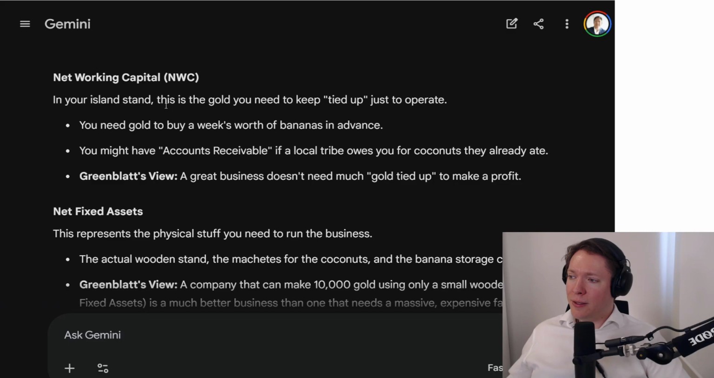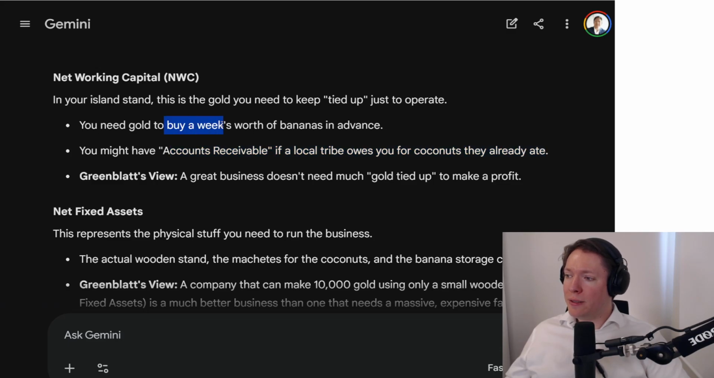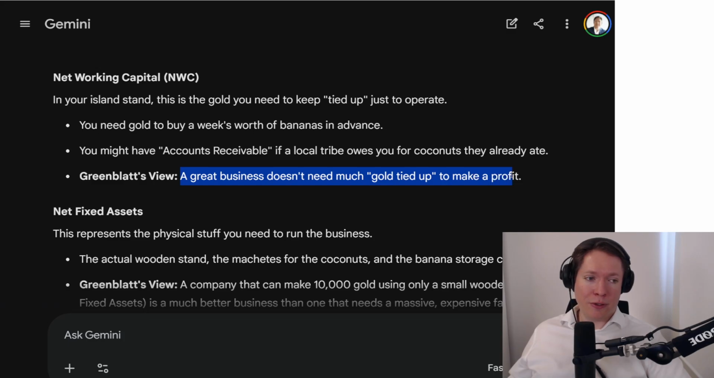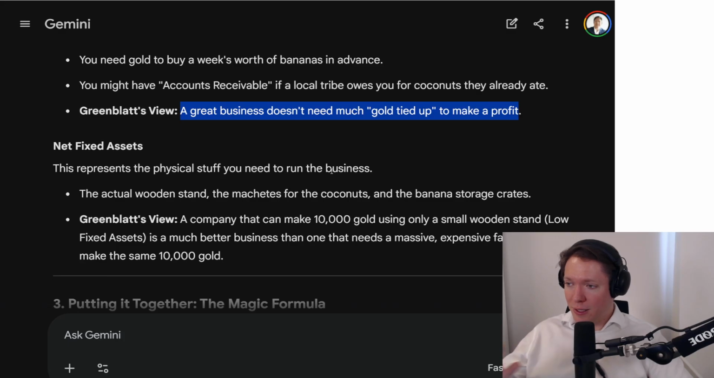In your island stand, this is the gold. You need to keep it tied up, as I said, plus the accounts receivable. If a local tribe owes you for coconuts they already ate, maybe you gave them coconuts first, and then you expect them to deliver gold in a week. You need to buy a week's worth of bananas in advance, so it takes some capital to stock the inventory. And a great business doesn't need much gold tied up to make a profit, just as little gold as possible to have the assets and the business working.